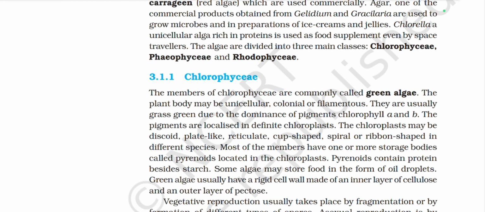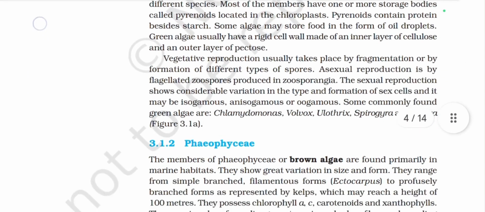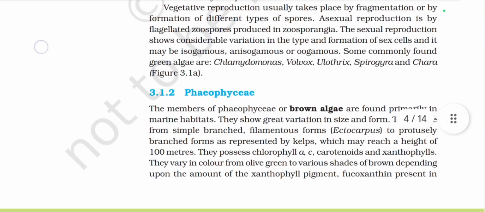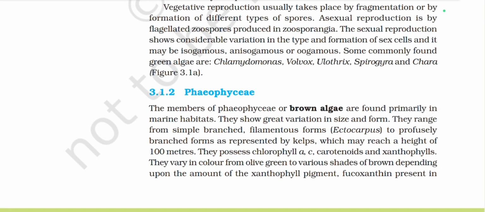Most of the members have one or more storage bodies called pyrenoids located in the chloroplast. Pyrenoids contain proteins besides starch. Some algae may store food in the form of oil droplets. Green algae usually have a rigid cell wall made of an inner layer of cellulose and an outer layer of pectose. Vegetative reproduction usually takes place by fragmentation or by formation of different types of spores.